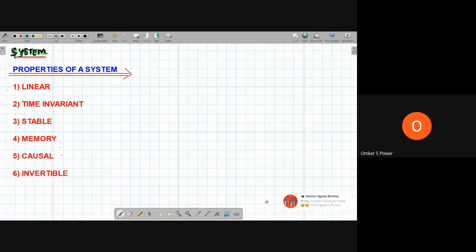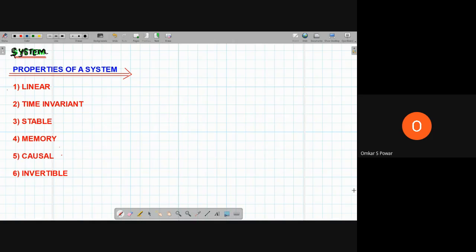So, till now, what we have seen in Unit 1 is what is meant by signal, what is meant by system, what is meant by different types of signals like periodic, aperiodic, even, odd, energy, power, etc. Then, from there, we have seen the basic operations on signals like folding, shifting, scaling.